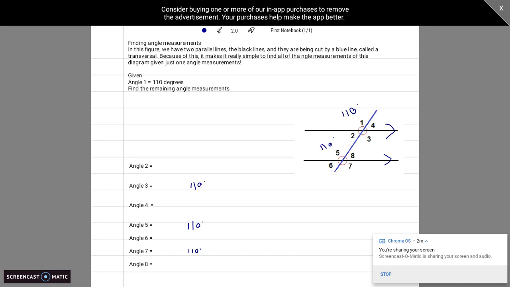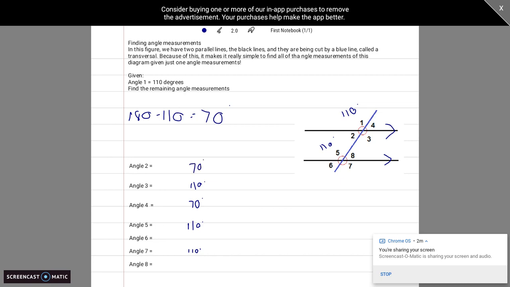If I look at angle 1 and angle 4, those are going to have to be supplementary angles because they form a 180-degree angle on that black line. So it is a straight angle. If you took 180 and subtracted 110, you would get 70 degrees. And that's how big angle 4 is going to be. So 70 degrees. And angle 4's vertical angle is angle 2, so that also has to be 70 degrees.